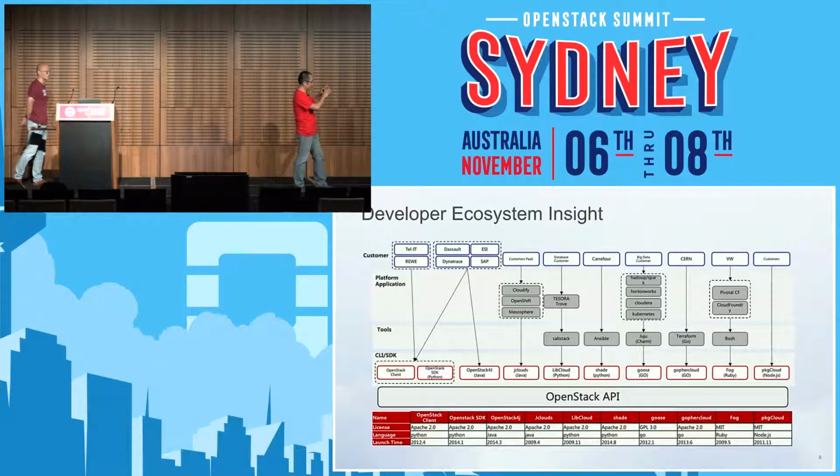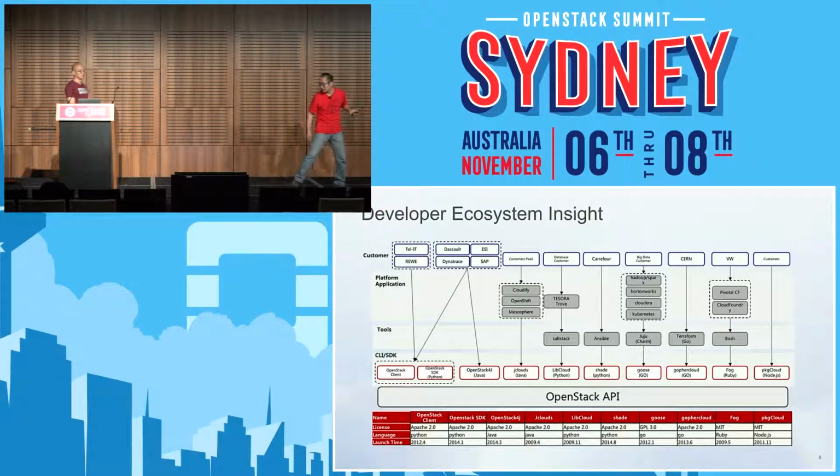In this diagram, we can see the top layer. The top layer talks about which users are using the OpenStack SDK or library for their cloud software development.